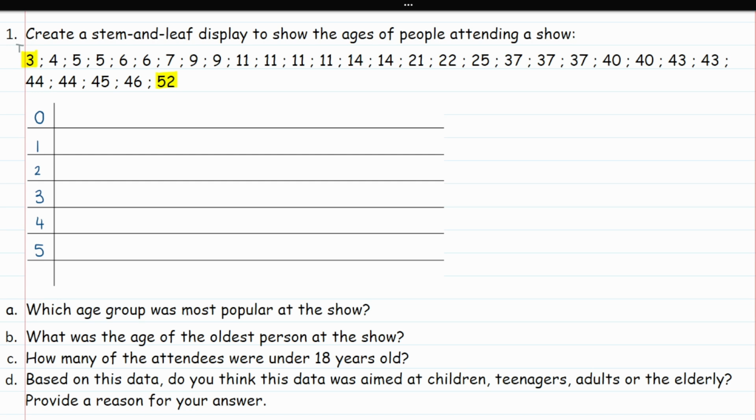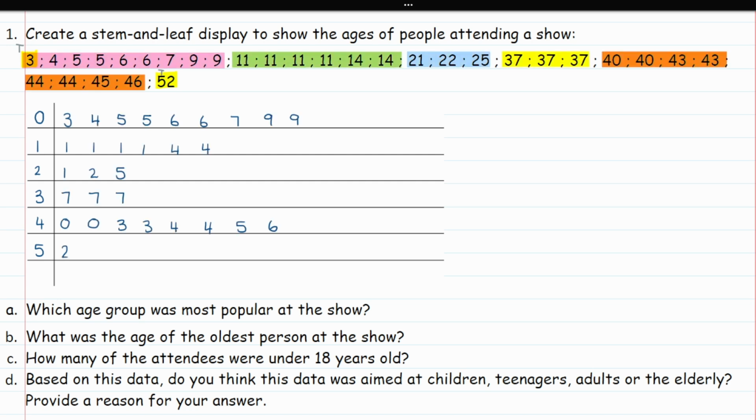So let's take a look at your answers. Pause the video to check to make sure that your stem and leaf display is correct. Now we can answer questions. A asks which age group was the most popular at the show. Since numbers under the value of 10 were the most popular choice, we can say that our answer is under 10s. We can't say zeros because zeros is not an age group. For question B, what was the age of the oldest person in the show? That means it's looking for the highest number, which we can see is 52.